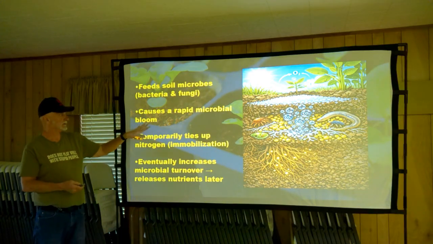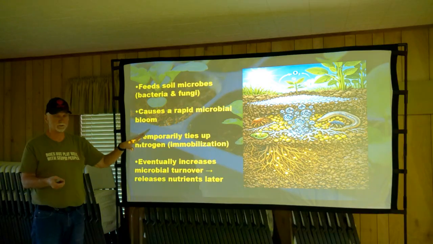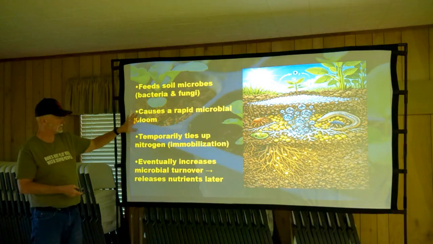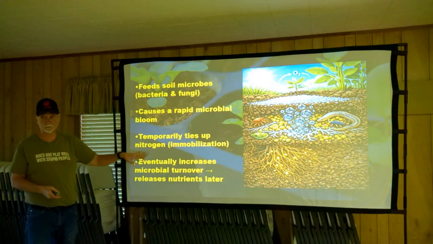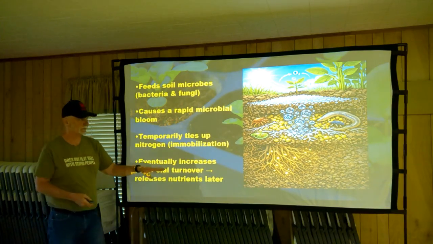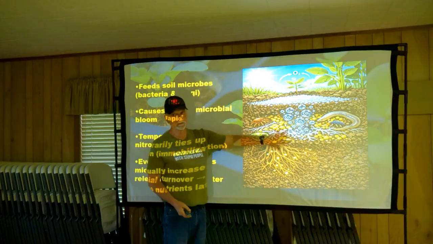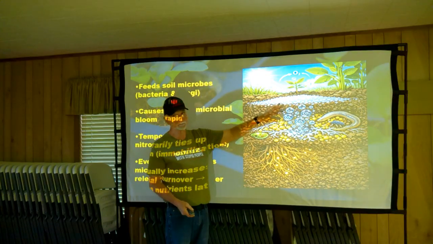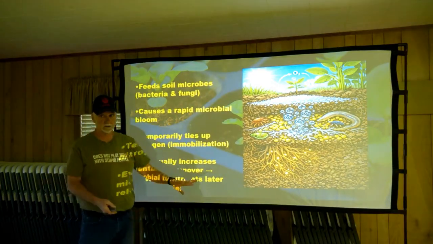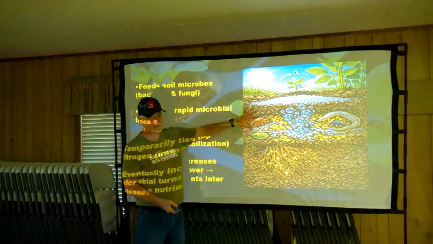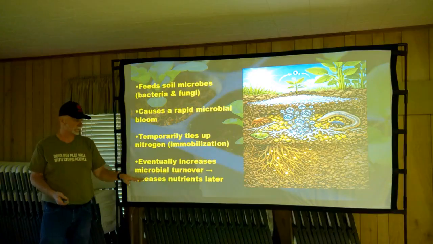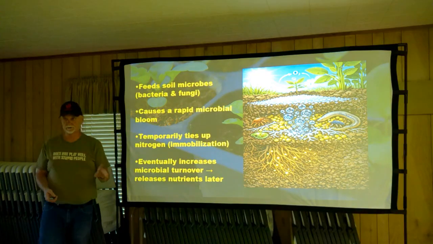It causes a rapid microbial bloom. So if you put sugar on it right now, you're going to get a lot of microbes at first. It's a bloom. You want to kind of control this, and we'll talk about that in a second. It temporarily ties up your nitrogen, okay? This is called immobilization. So there's a time to do this when your plants don't need the nitrogen. If they are in need of nitrogen, you have to really dial back how much you put on it. And eventually it will increase the microbial turnover, which releases nutrients later on.